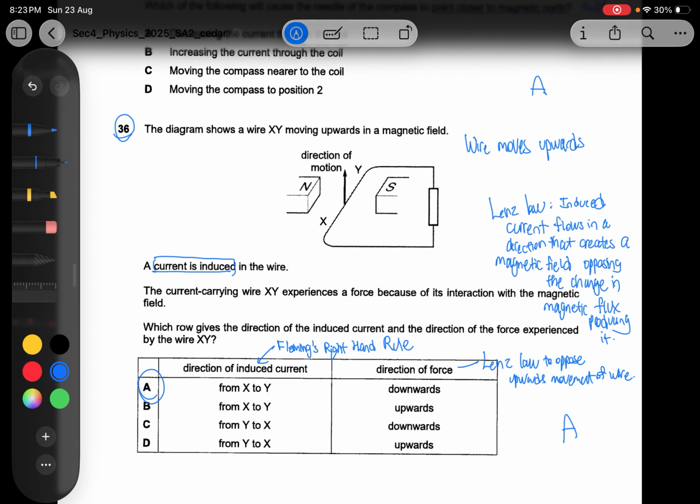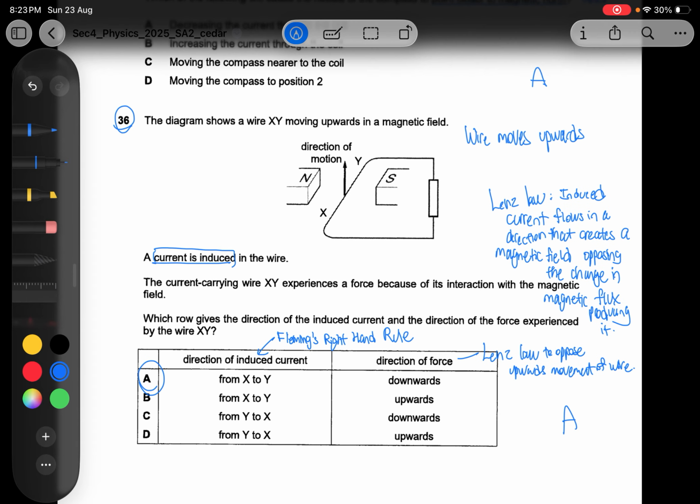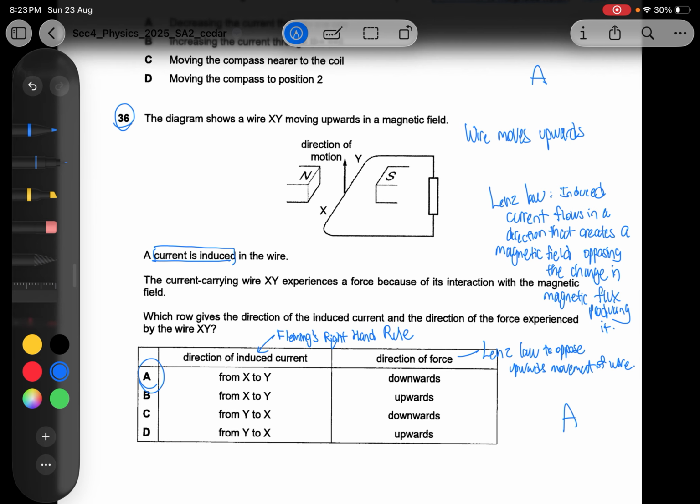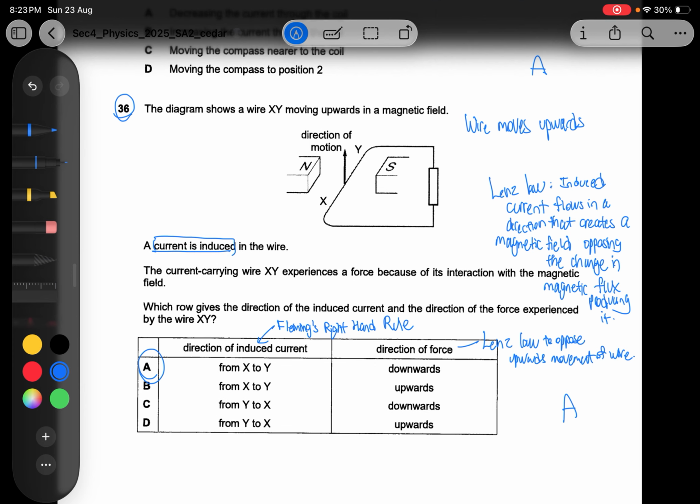Okay? 36. This question is a Lenz's law question. Remember Lenz's law? Lenz's law means the induced current flows in the direction that opposes the direction of the motion. So where is the wire moving? The wire is moving up. But Lenz's law tells me that I don't want the wire to move up. So I want the wire to move down. Because of Lenz's law, I know the force will be downwards.